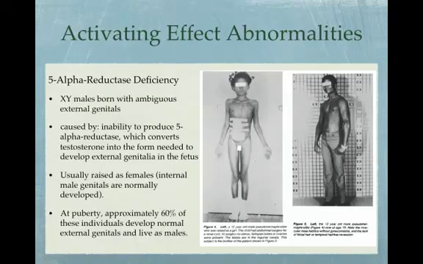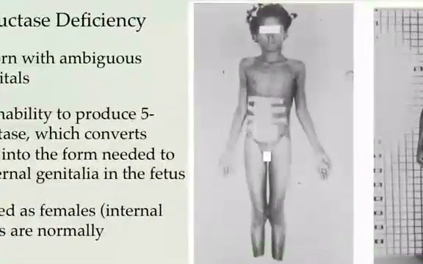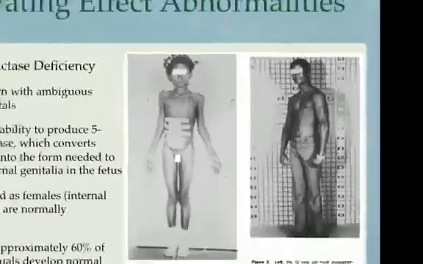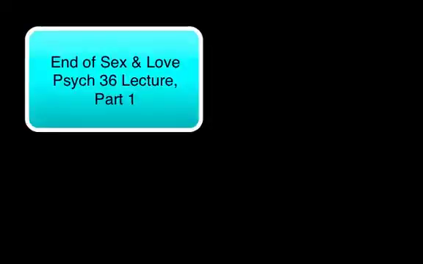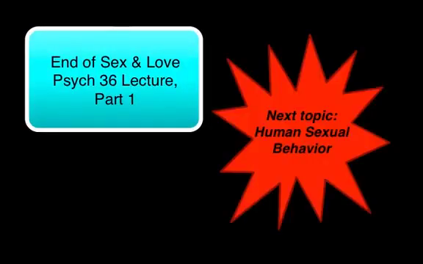Now, they do develop normal internal male sexual organs. As children, at birth they appear to be female, and so they're usually raised as females. But, as I said, the internal male genitals are normally developed. And at puberty, when hormones set in motion the maturation of the external genitalia, surprisingly, many of these girls, in fact about 60%, mature into fully functioning males who develop normal external genitals, and they go on to live lives as normal males. So the next topic I'll cover is sexual behavior in humans.